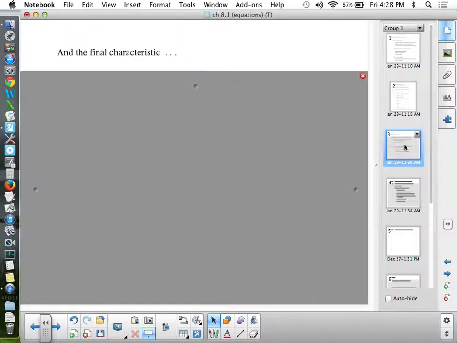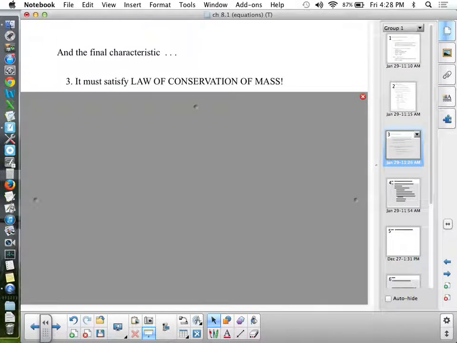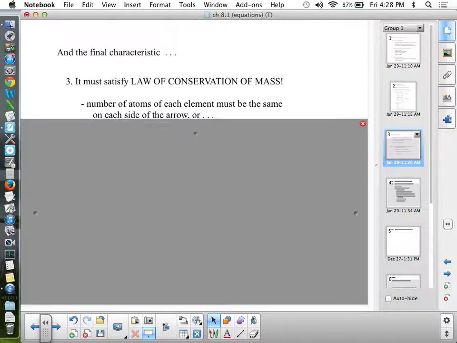The third characteristic is that it has to satisfy the law of conservation of mass. Well, what does that mean? Well, it means that however many atoms of one element you have on the reactant side of the arrow, you must have exactly that many number of atoms on the product side.